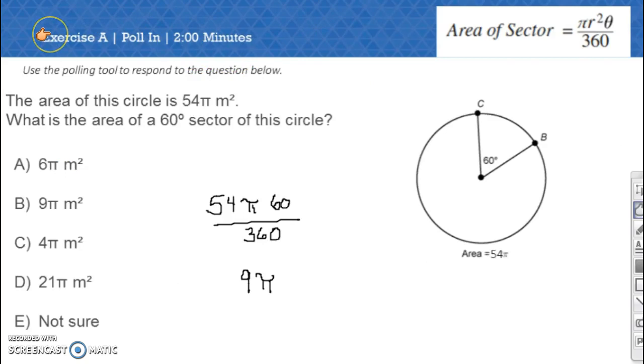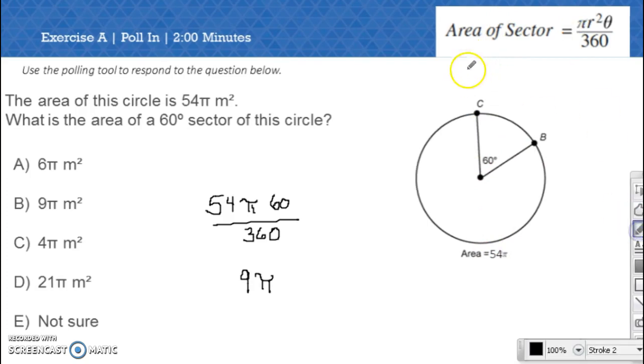There are several questions on the quiz that you have to look at carefully. This one says the area of the circle is 54 pi. What is the area of a 60-degree sector? If this is a 60-degree sector, we want just this small area. They've given us the area of the whole, 54 pi, so we can use this formula.